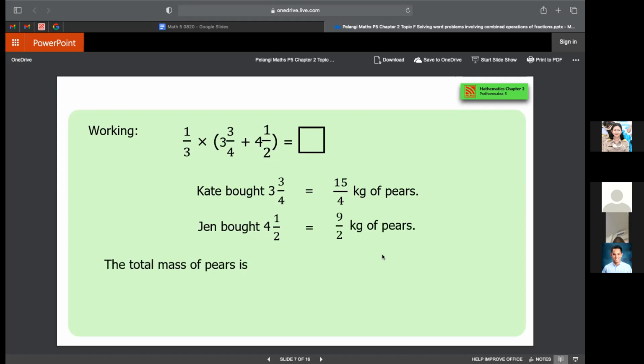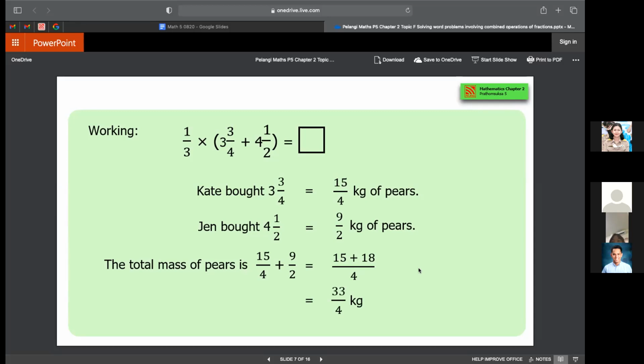Now we add them. How do we add them? So we have 15 fourths plus 9 halves, or 9/2. We have 4 and 2. The LCM of 4 and 2 is 4 because 4 is a multiple of 2. So 15 fourths stays the same. 9 halves becomes 4 times 2, so 9 times 2 becomes 18. Now we have 15 fourths plus 18 fourths. So 15 plus 18 is 33 fourths. That is the total kilogram of pears.